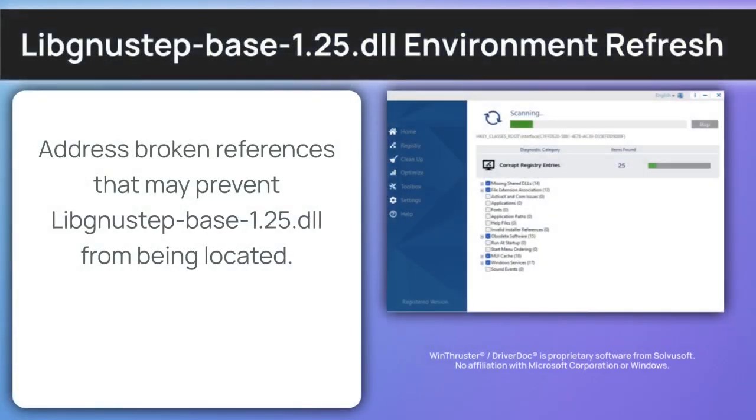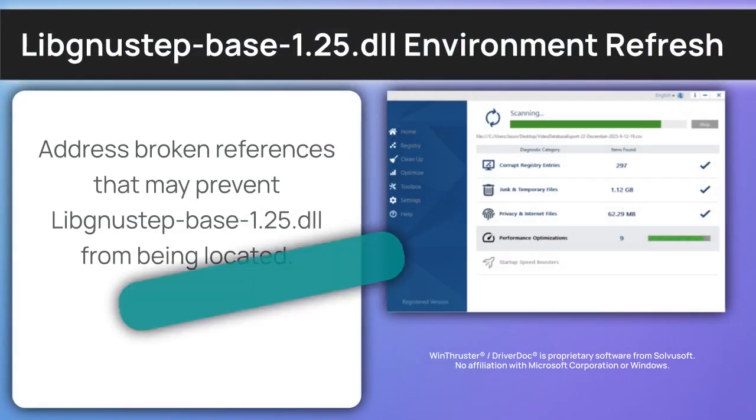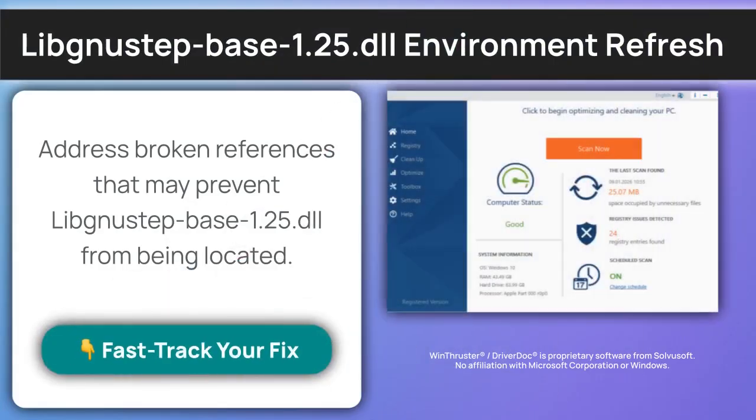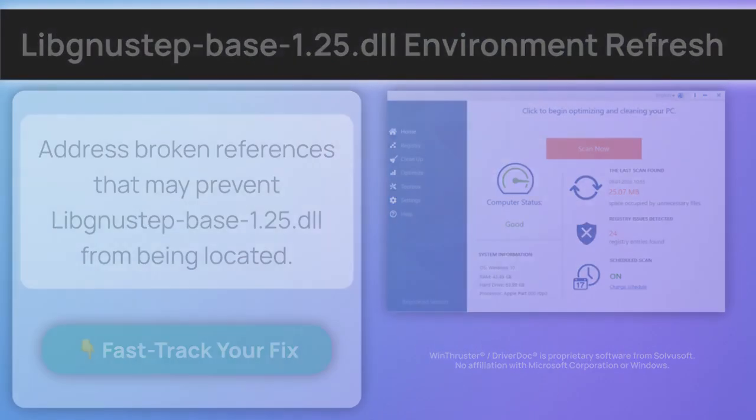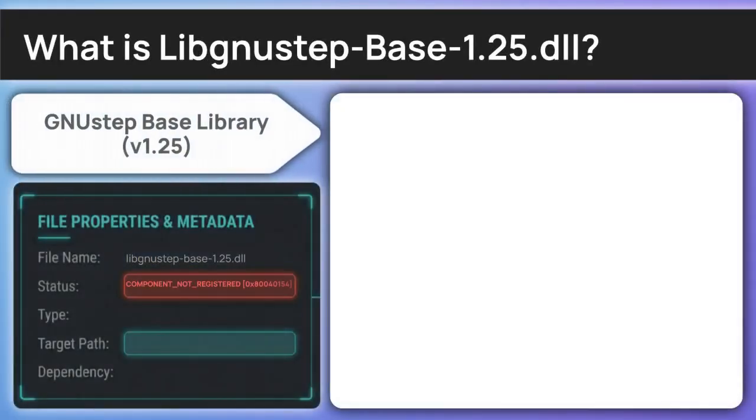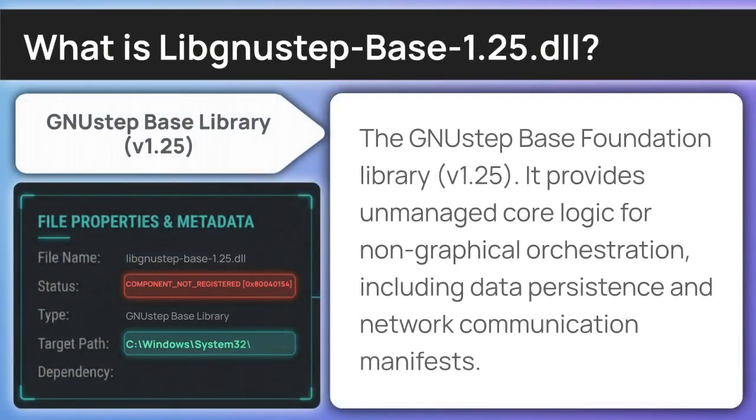To start the walkthrough for libgnustep Base-1.25, you can follow my technical guide or use a utility designed to optimize your system configuration. This is libgnustep Base-1.25, the GNUstep Base Foundation library, v1.25. It provides unmanaged core logic for non-graphical orchestration, including data persistence and network communication manifests.